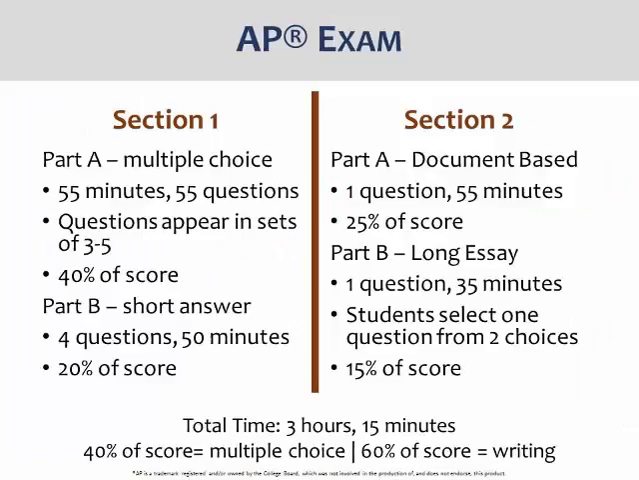Now we'll take a quick look at the exam. Your students should be familiar with the format of the AP exam starting in the beginning of the school year. The exam consists of 2 sections. The first is multiple choice and lasts 105 minutes. There are 55 multiple choice questions and 4 short answer questions. These make up 60% of your students' score.